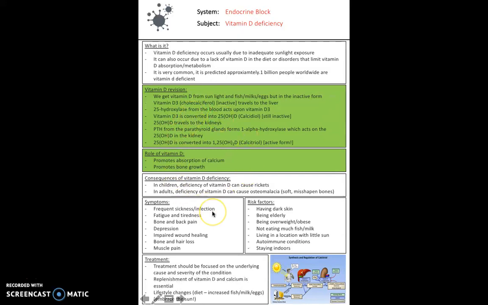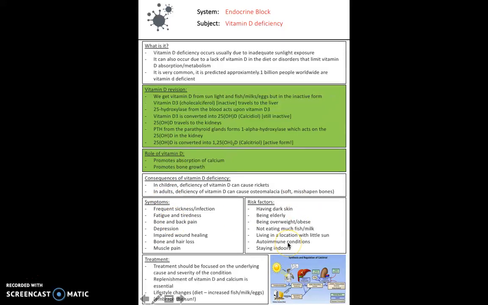And consequences of having this deficiency, in children this can cause rickets, and in adults this can cause osteomalacia, and this is soft and misshapen bones. In other words, the main effects of vitamin D deficiency occur in the bones. It leads to frequent sickness and infection, fatigue and tiredness, and predominantly bone and back pain.